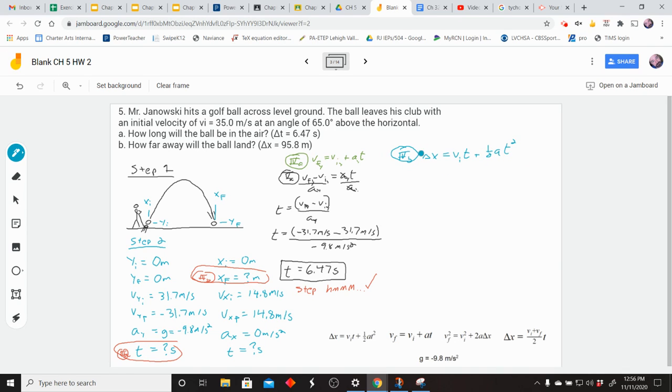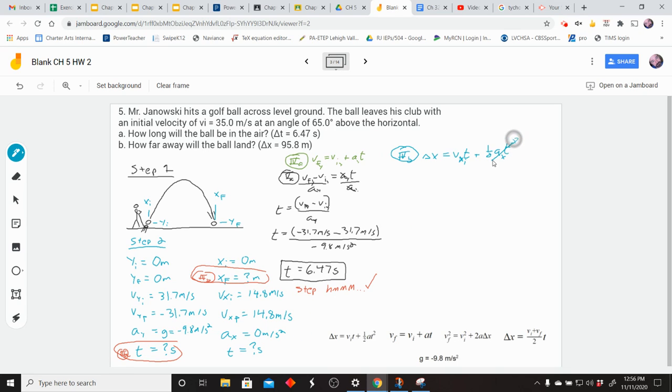And I did it again. Delta x is equal to vx initial t plus 1/2 a sub x t squared. Okay, so the pro tip of the day: are there any useful zeros? Look carefully. There actually is one. A sub x is 0.